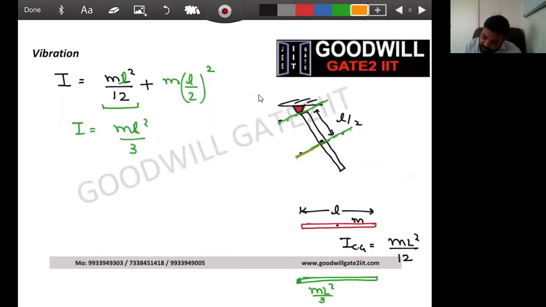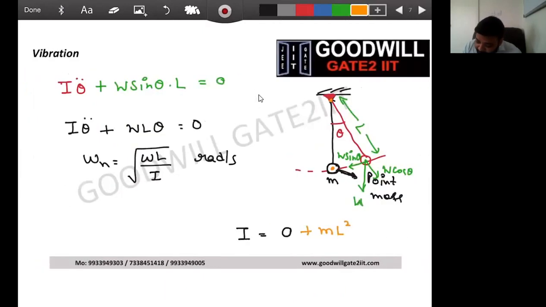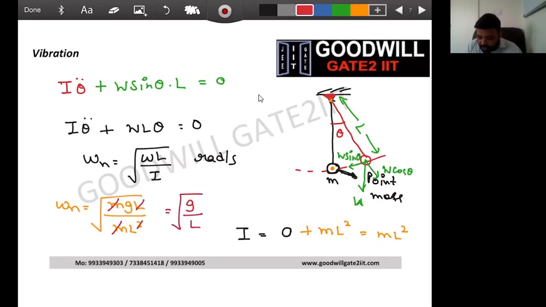See here, it was ml square by 12, and the shift distance was L by 2. Here your point mass inertia is 0 and the shift distance is L. So I got the formula as ml square. I'll substitute here. Omega n equals, W I am writing as mg, L I am writing as ml square, under root. I'll cancel out a few terms. M got cancelled out, L got cancelled out, and you'll get the natural frequency formula as root of g by L.